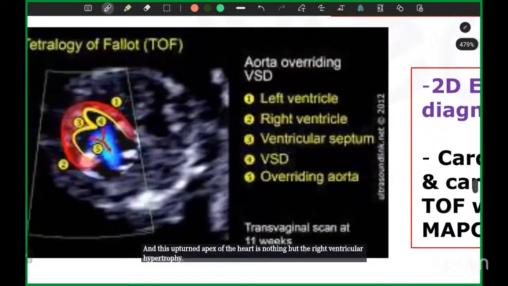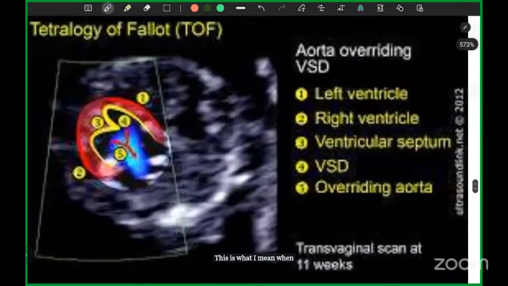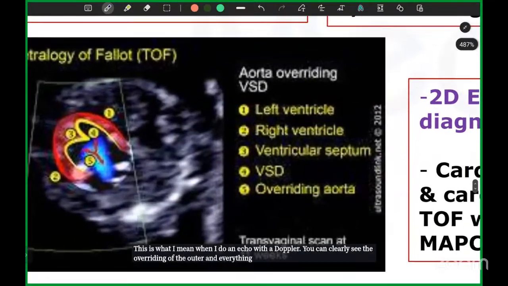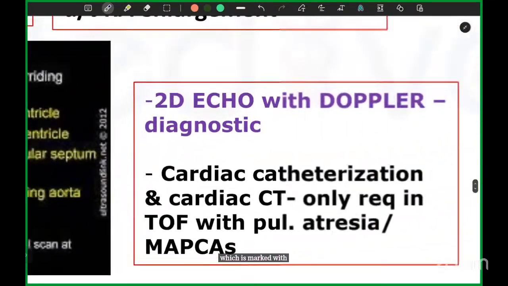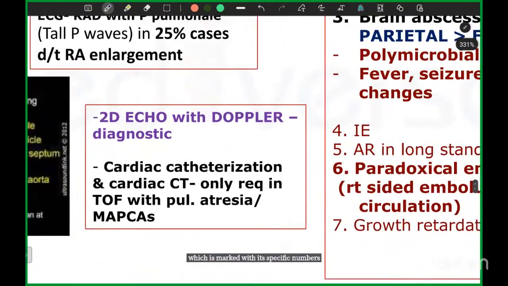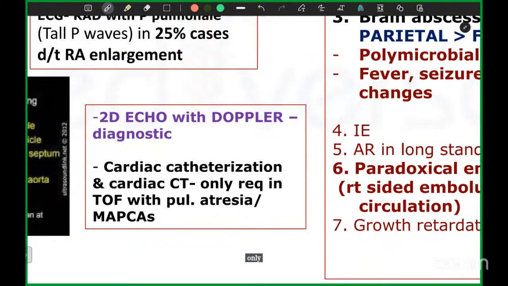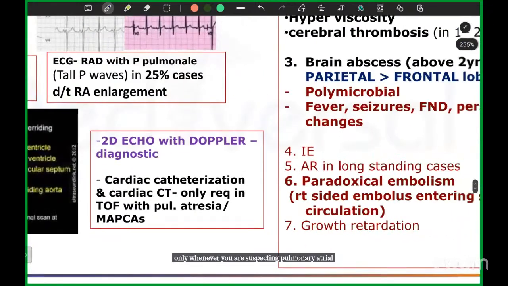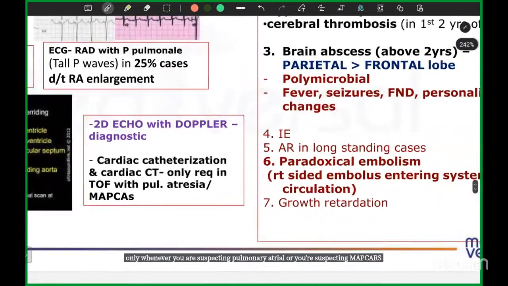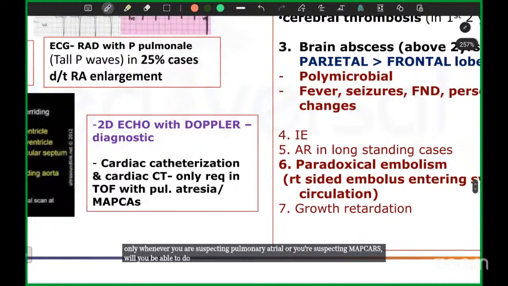This is what I mean when I do an echo with a Doppler. You can clearly see the overriding of the aorta and everything, which is marked with its specific numbers. The 2D echo, as I said, with Doppler is diagnostic. Only whenever you are suspecting pulmonary atresia or you're suspecting MAPCAs will you do a cardiac catheterization. That is the only indication of a cardiac catheterization or a cardiac CT. That is whenever I'm finding a TOF with MAPCAs.